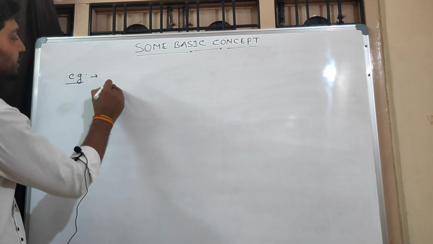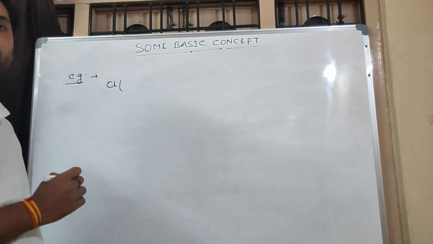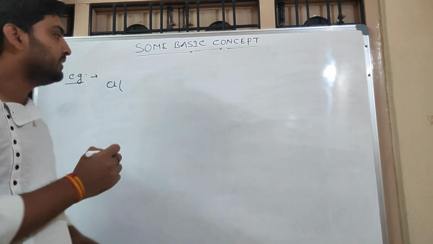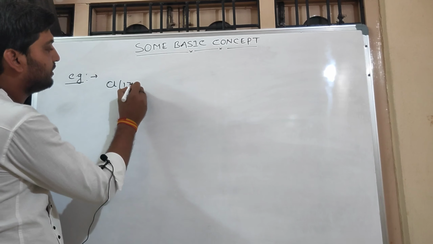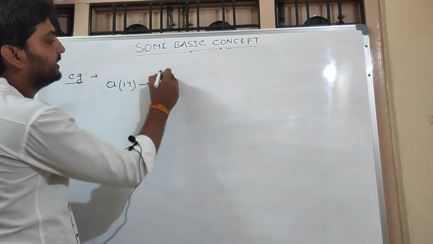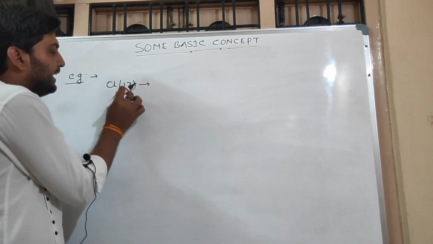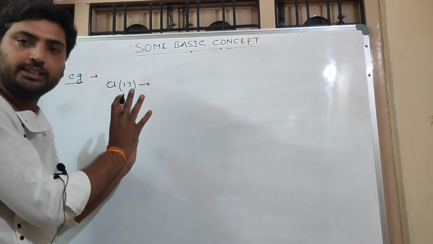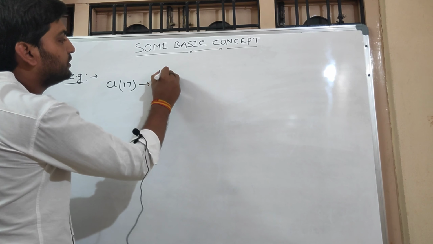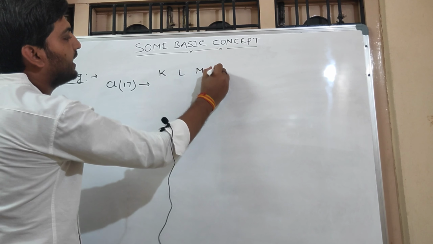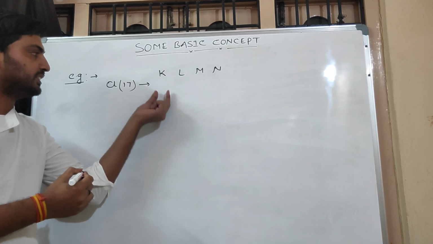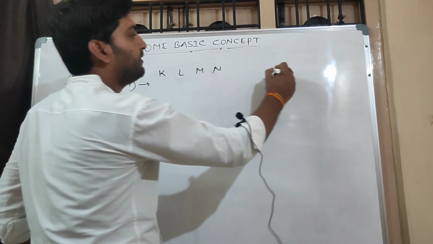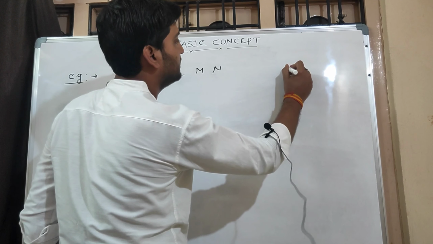we are taking chlorine. What is the atomic number of chlorine? 17. Okay, what is the atomic number of chlorine? 17. And atomic number 17 means the number of electrons present in chlorine is 17. So we will divide those electrons into different shells K, L, M and N. So in the first shell, you know the maximum number of electrons. Okay, I will write it here.